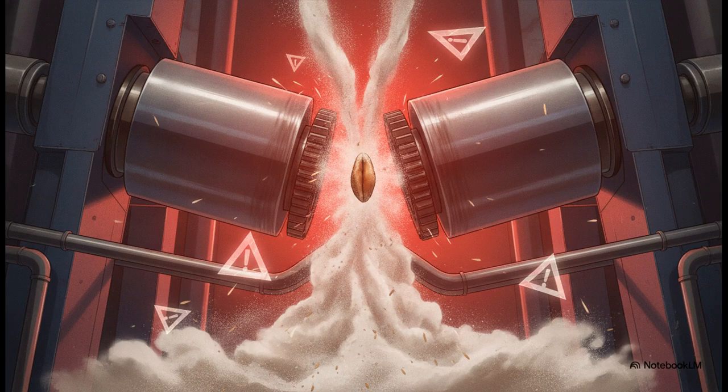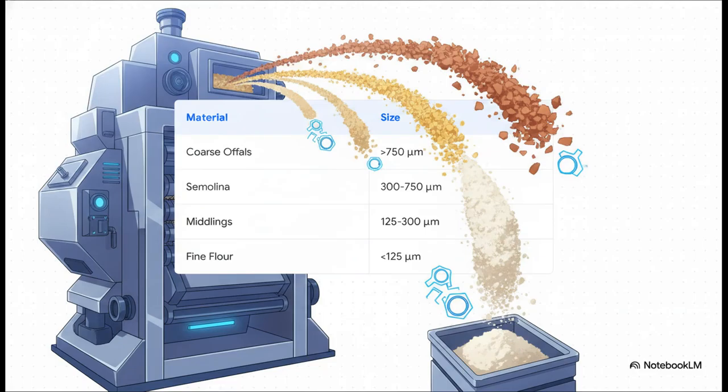The released material from these brake rolls immediately enters the plansifter architecture. Here, the equipment grades the stock into 4 distinct fractions based on strict micrometer thresholds. Materials larger than 750 micrometers are coarse offals and unreduced endosperm, which get routed back to the next brake pass. Particles between 300 and 750 micrometers are Semolina. The 125 to 300 range isolates the Middlings. Anything falling below 125 micrometers is fine flour.